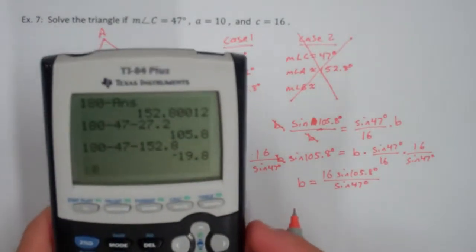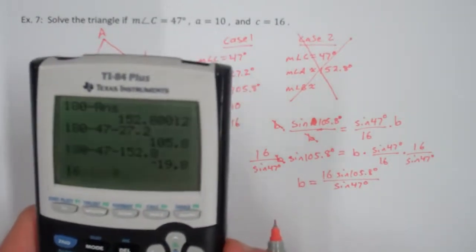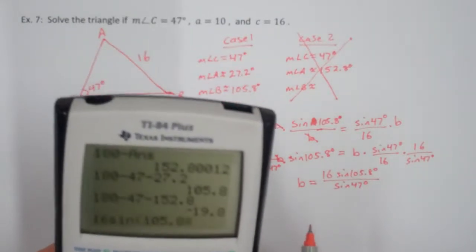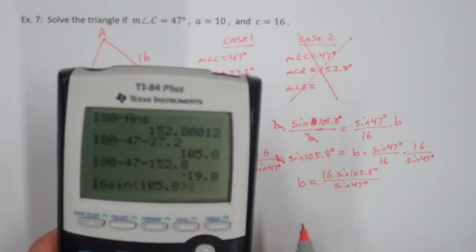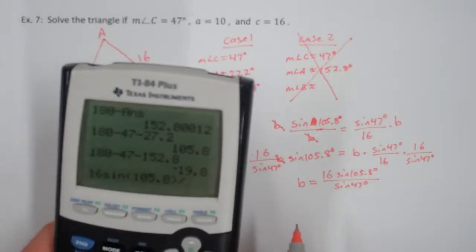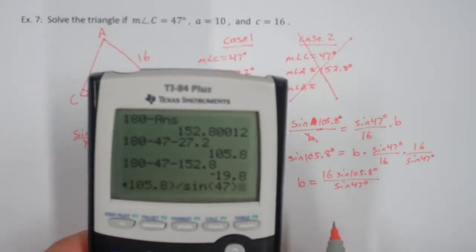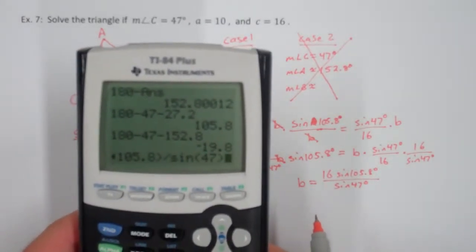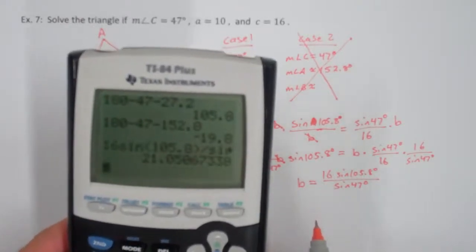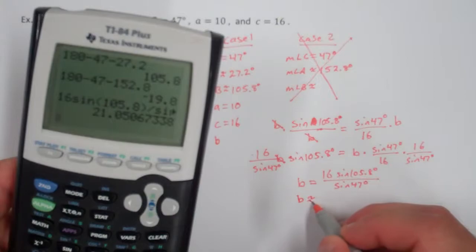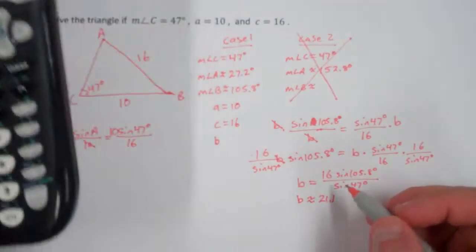So let's see what happens when we type this into our calculator. 16 sine of 105.8, close it up, and then we're going to do divided by sine of 47. Notice we're looking for a side length, so we don't use the inverse. We use our regular sine functions. And we get 21.1 for that. So B is about 21.1.